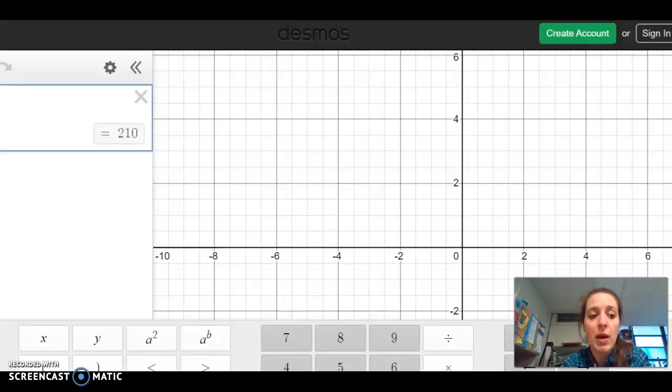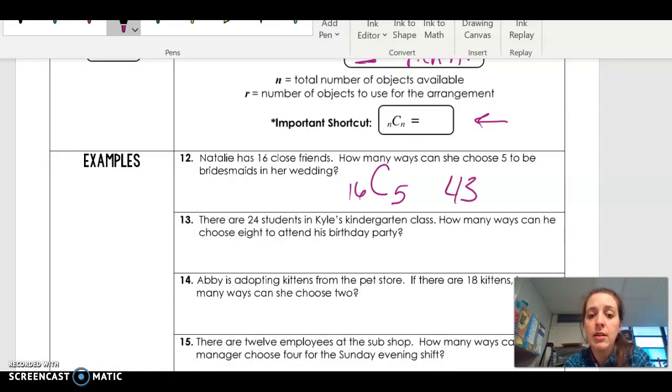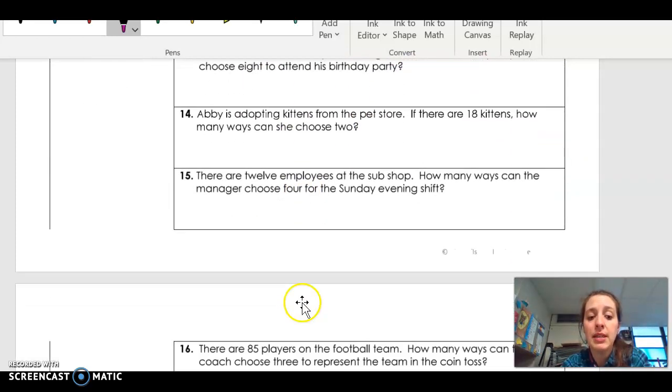So again, I just go back to my Desmos and I can add my new function. Then 16, 5 tells me I would have 4,368 ways to select those bridesmaids. Okay, so we're going to follow those same steps in these examples.